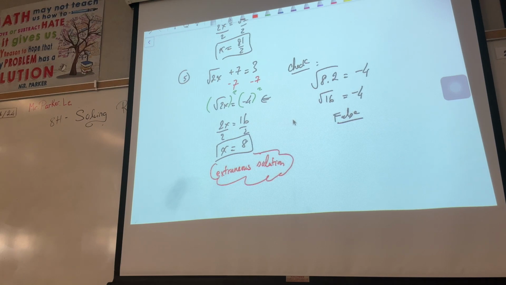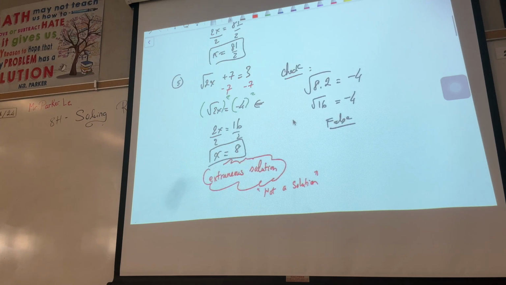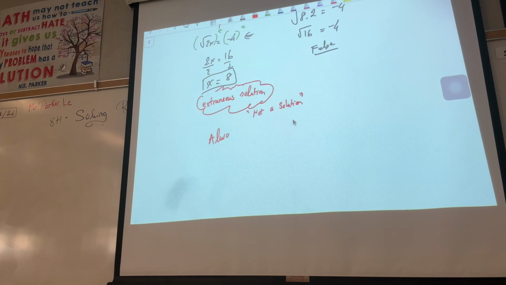Extraneous solution, it actually is not a solution. Not a solution, but because you're solving it, you got this solution. That's why there's still the word solution in it. But it's actually not a solution. That's why they're using another word in front, extraneous. Okay? Not a solution. So always check. Oh, my bad. So always check for the extraneous solution.